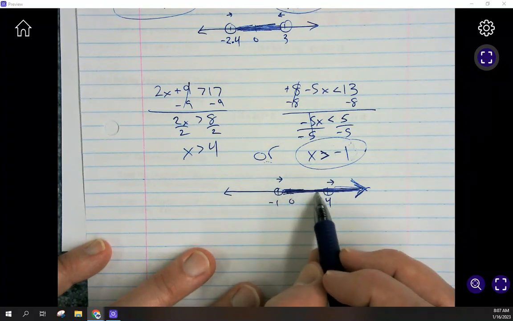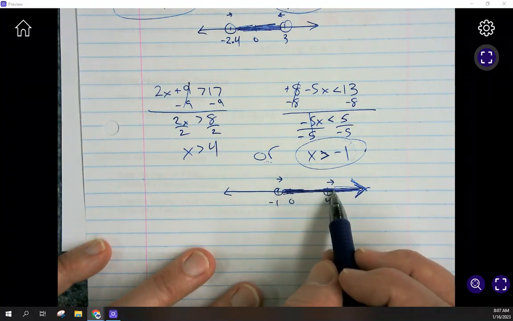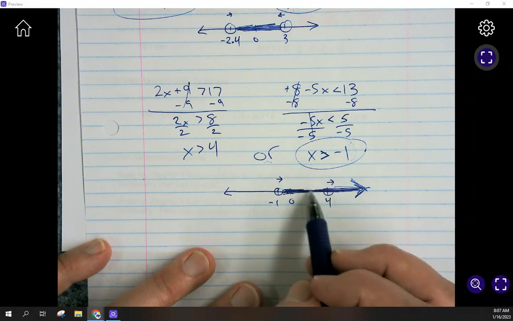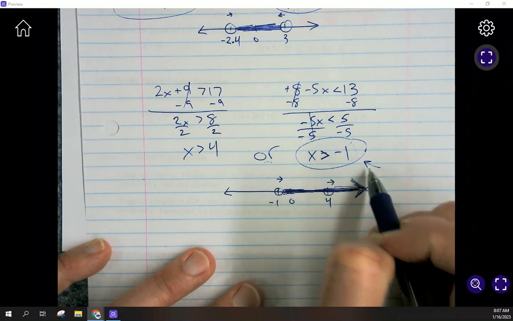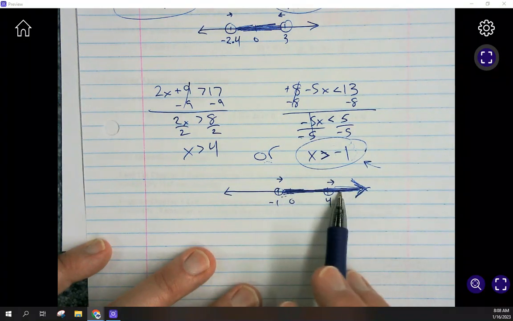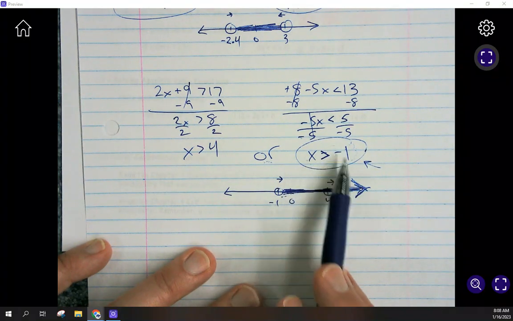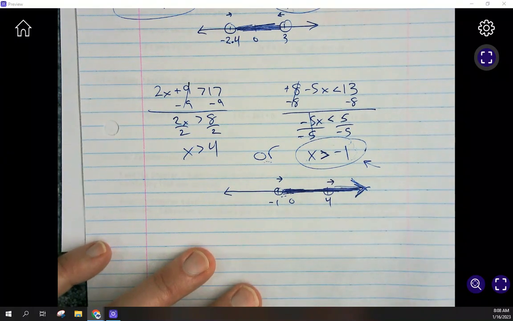But we have to include everything that's greater than negative 1, and we're also going to include everything that's greater than 4, but we've actually already done that. We could just use this as our answer because it covers everything greater than 4. Everything that's greater than 4 is also greater than negative 1.